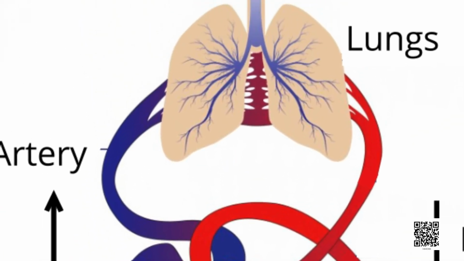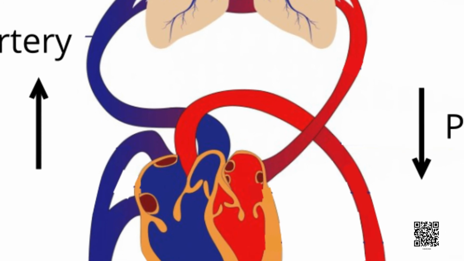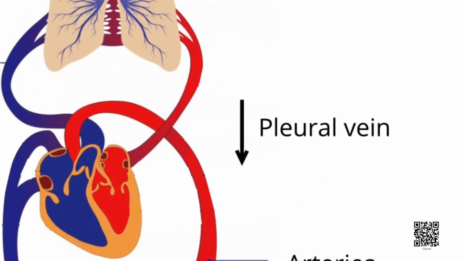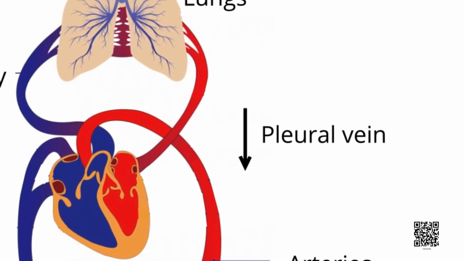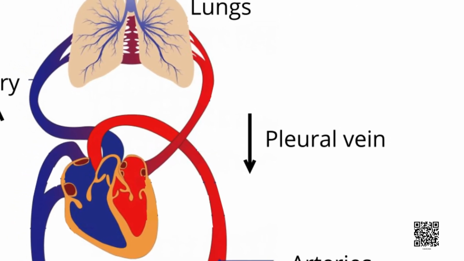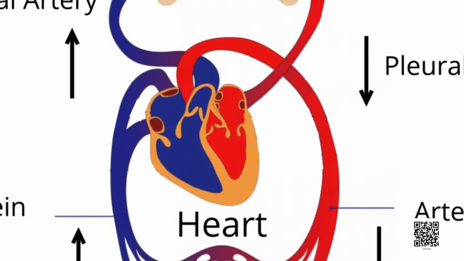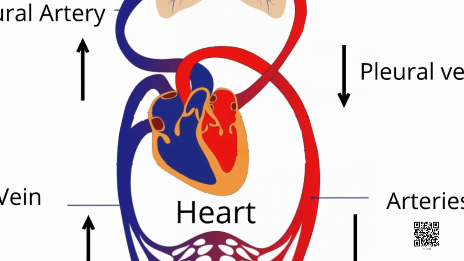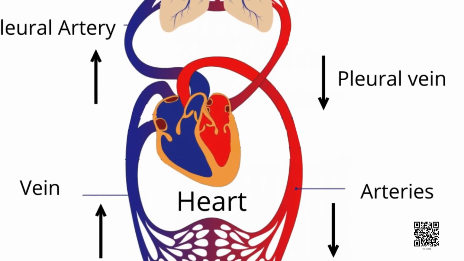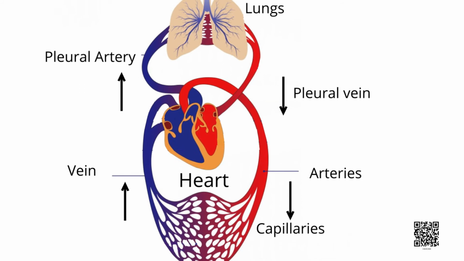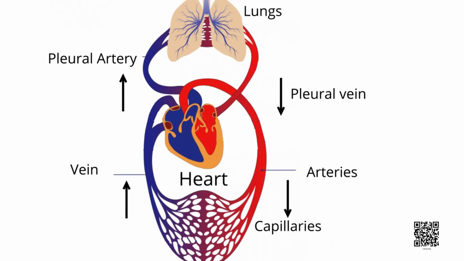After oxygenation in the lungs, the blood comes back to the left atrium of the heart through pulmonary veins. The oxygenated blood from the left atrium is then received by the left ventricle. From the left ventricle, the blood is taken to the aorta, and from the aorta, this oxygenated blood is sent to the various parts of the body.